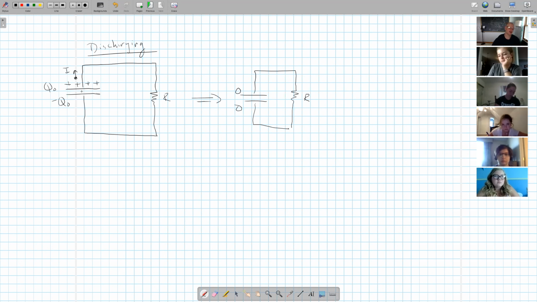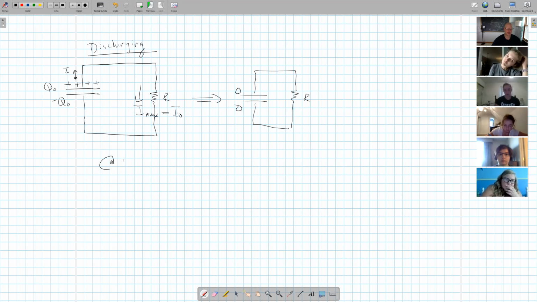So initially, when I hook this thing up, current is going to flow through the resistor. The charge will be at whatever the maximum amount of charge is. So this will correspond also to the maximum amount of current, which we're going to simply call I0. That's the initial amount of current. And then eventually this charge is going to dissipate. So all the positive charges will move to the negative plate, so this will become neutralized and this will also become neutralized.